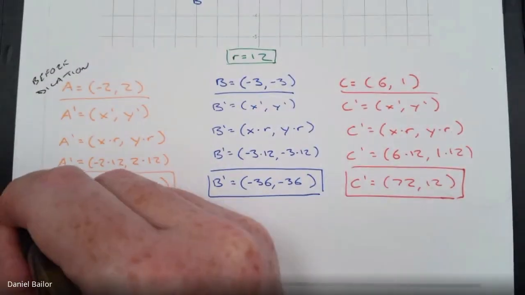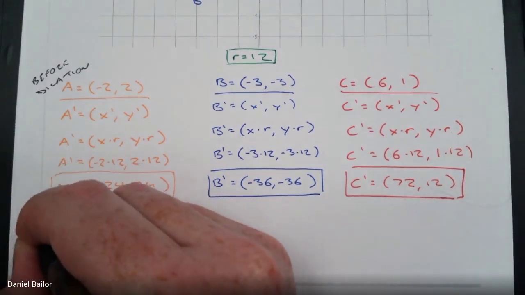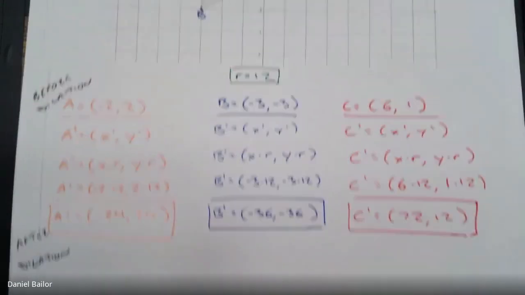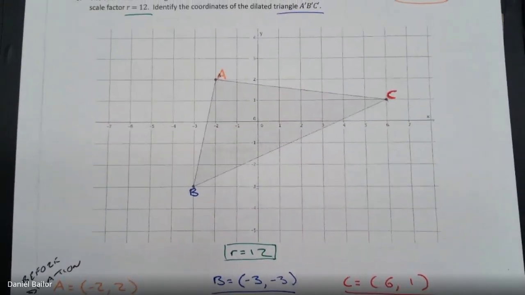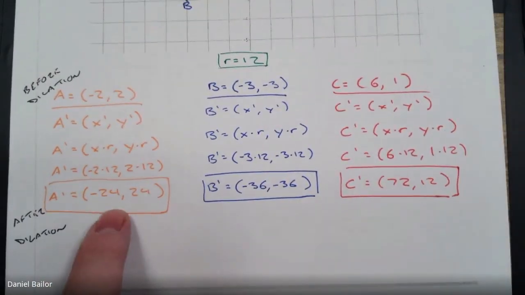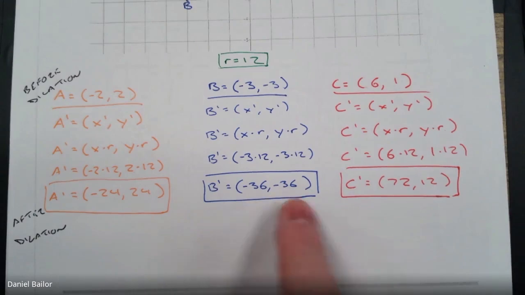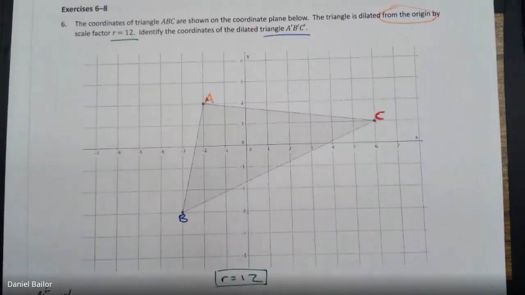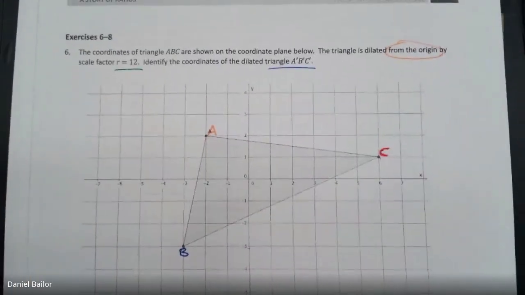And these on the bottom are the coordinates after the dilation. We could even graph these if we wanted to. We could even find the new triangle. The only problem is this graph right here is nowhere near big enough to find the new triangle. I mean, we got points. We need to go 24, negative 24, negative 36, negative 36, 72, 12. None of those will fit on this graph. The scale factor was so large, we cannot even graph the new triangle. So let's maybe find one that we can graph the new one of.